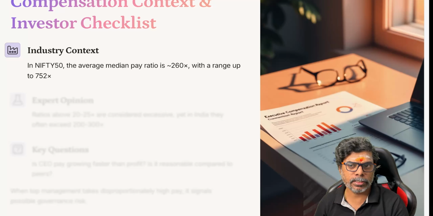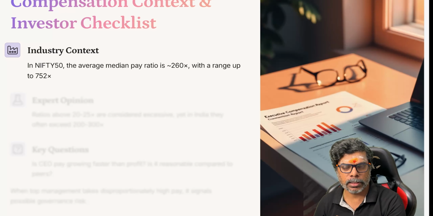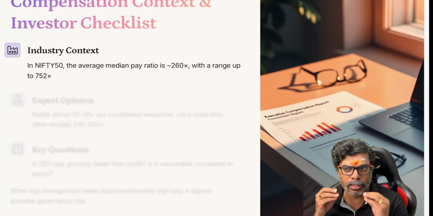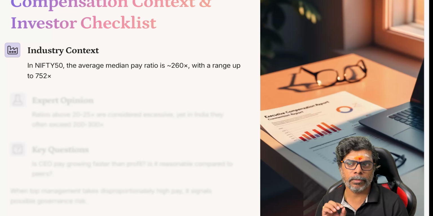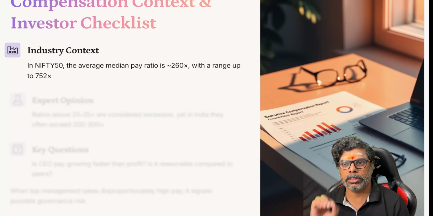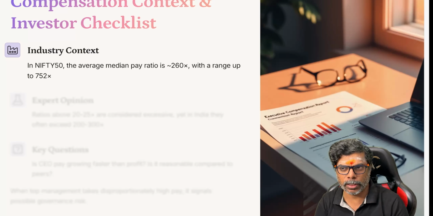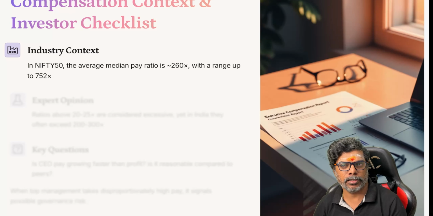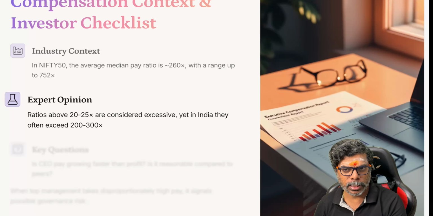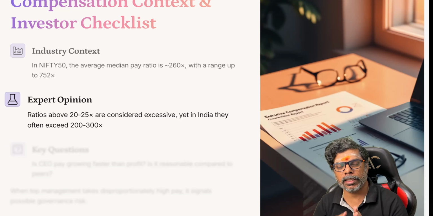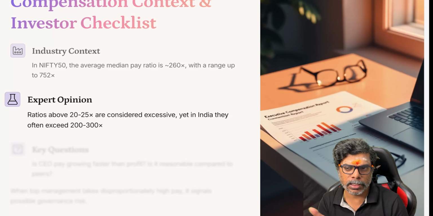So, the compensation-related checklist now. In an industry context, in the Nifty 50, the median pay ratio is approximately 260x. The 50 companies are there, right? If I take an average of that, 260x is the Nifty 50 median pay, with a range of 752, like Infosys. In a normal scenario, 20 to 25x is considered good, but in India it's in the range of 200 to 300x. You can compare with that.